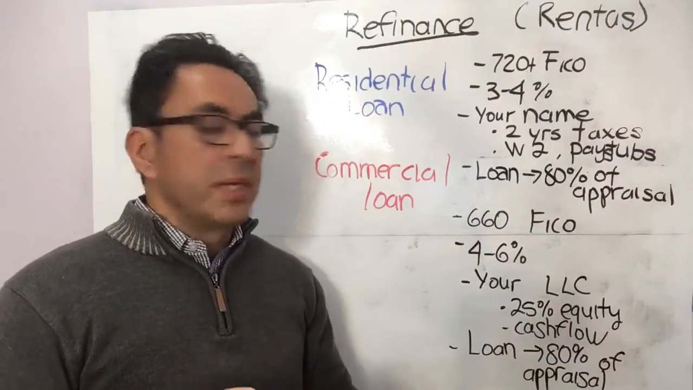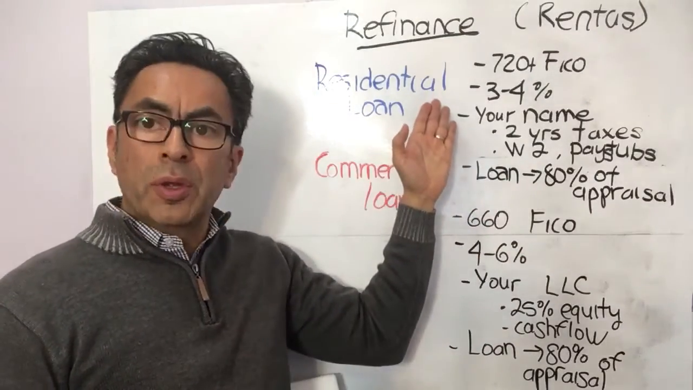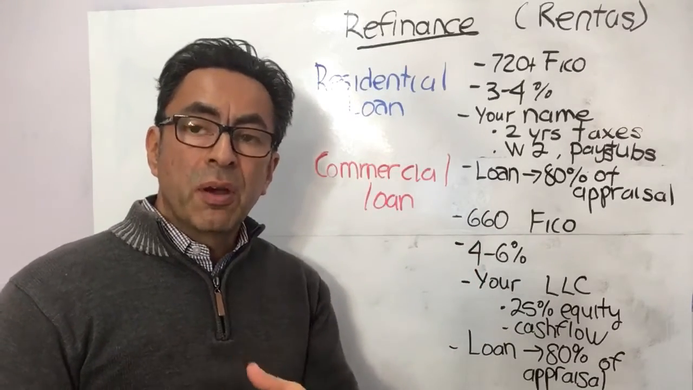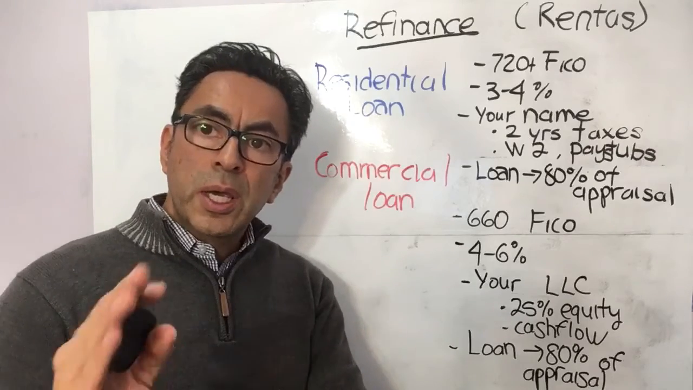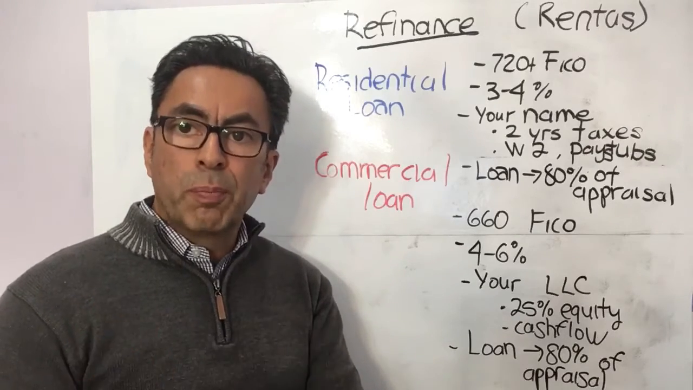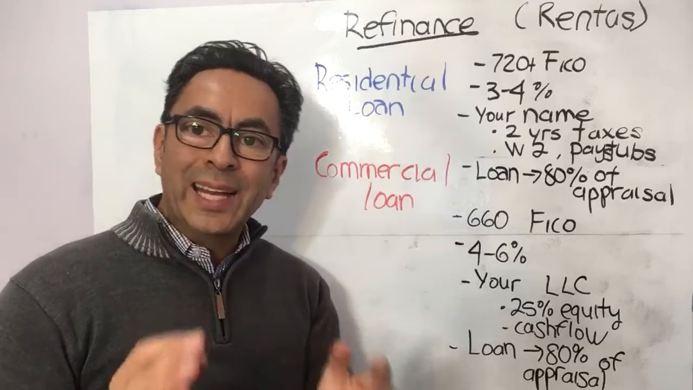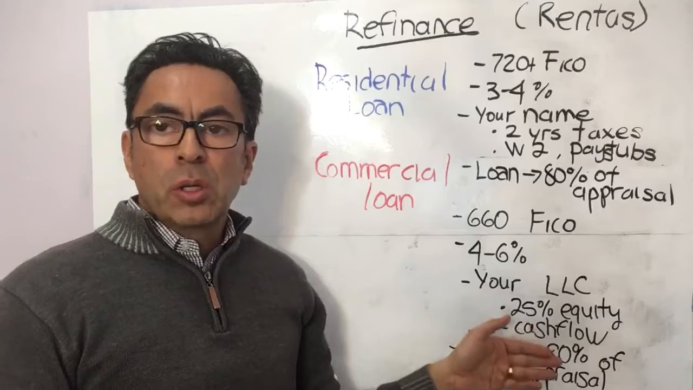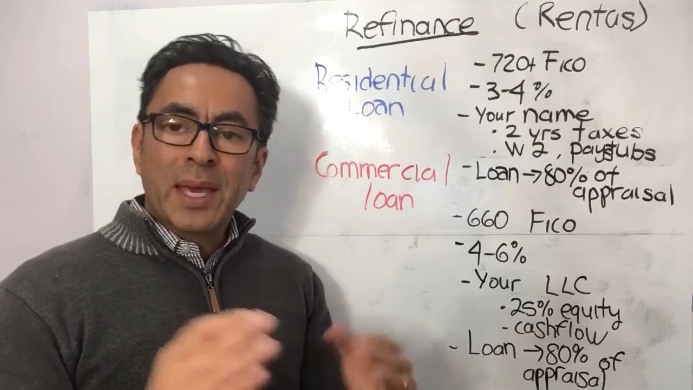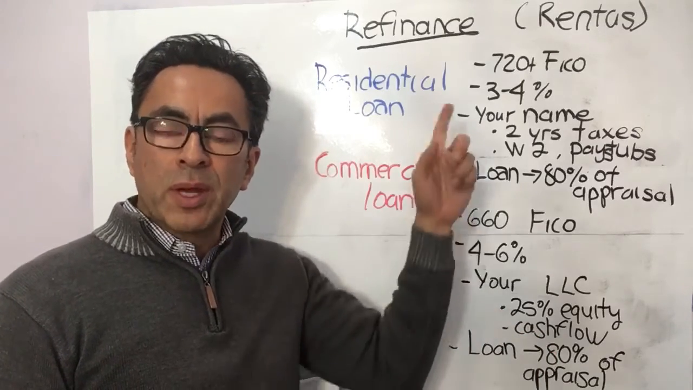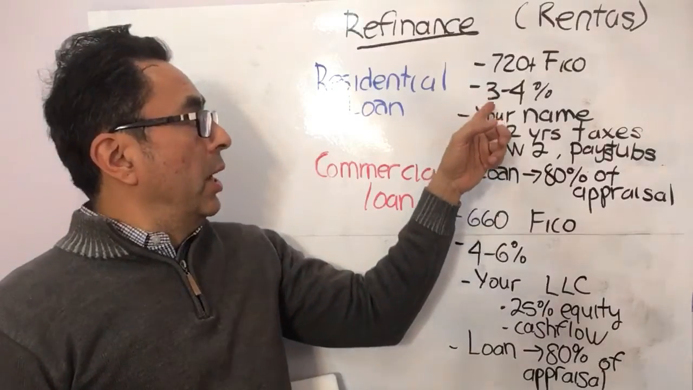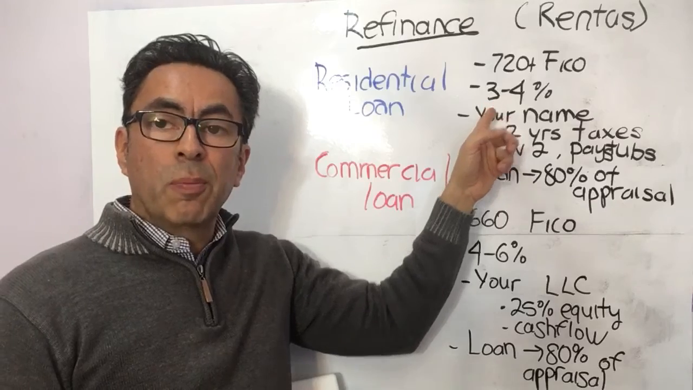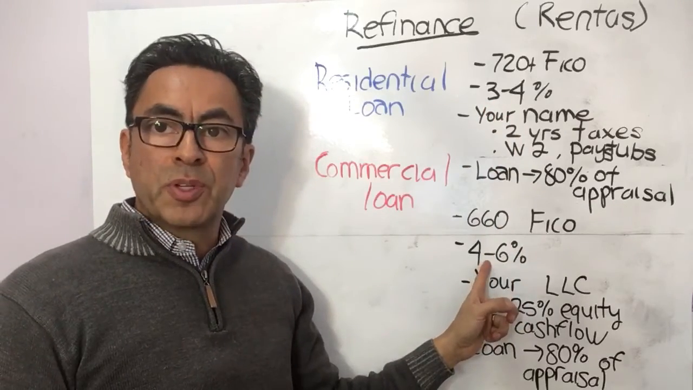Residential loan, that means that it's going to go under your personal name versus commercial, it's going to be under your entity. Therefore, if it's a residential loan, it's going to show in your credit report. You can have up to 10 residential loans in your credit. Commercial is unlimited. And the biggest difference between the two of them is that residential is going to be the lowest interest rate that you can get, 3 to 4% versus 4 to 6%.